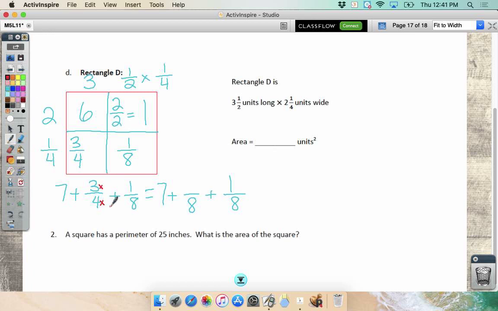4 times what equals 8? 2. So 3 times 2 equals 6. Okay, ooh, this is nice. What's 6 plus 1? 7. So, 7 and 7/8 square units.